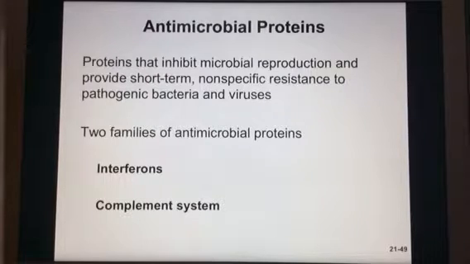Okay, the second line of defense also includes proteins, proteins that inhibit microbial reproduction. They provide a short-term, non-specific resistance to bacteria and viruses. And two families of proteins are also included in our second line of defense.